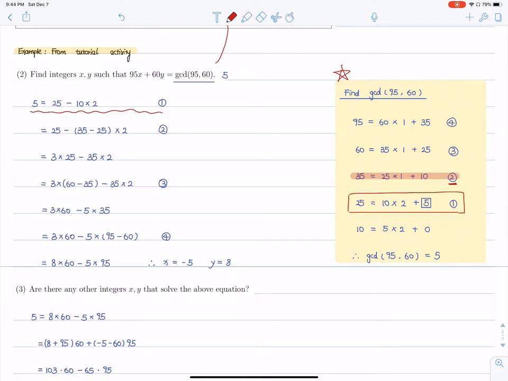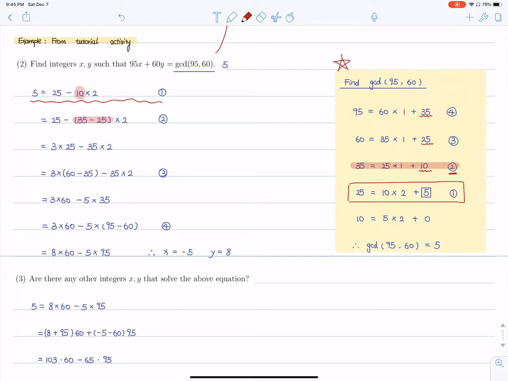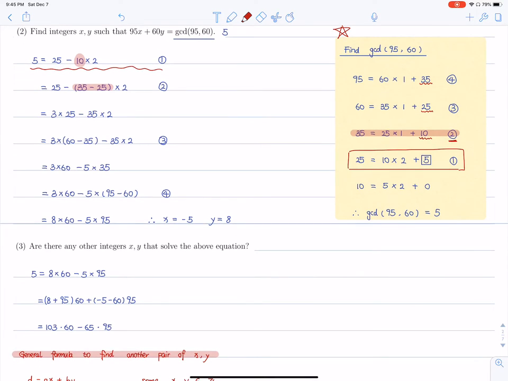Notice that we always look at the remainder here. Every time we rearrange the equations, we look at the remainder. So now the next remainder is 10, and you can see we have 10 here. So we can substitute our 10 as 35 minus 25 by using step 2. Now we just need to open a bracket and group the like terms. That's how I did it right here.